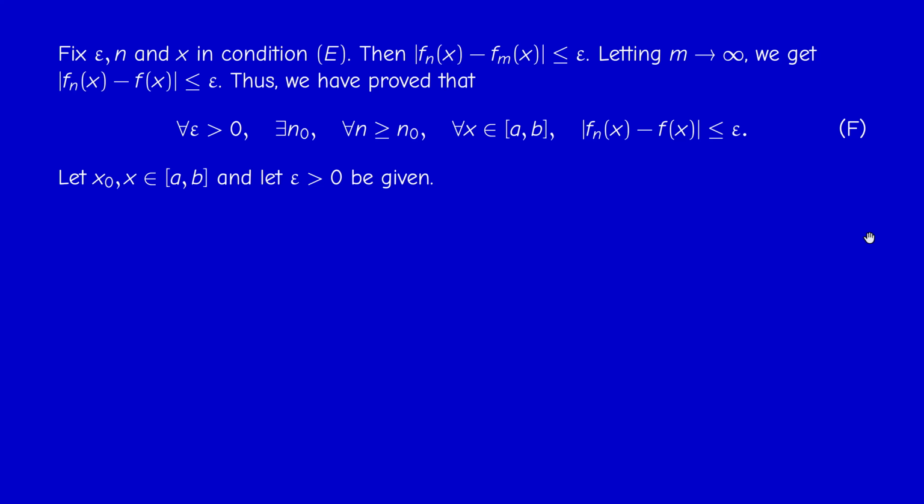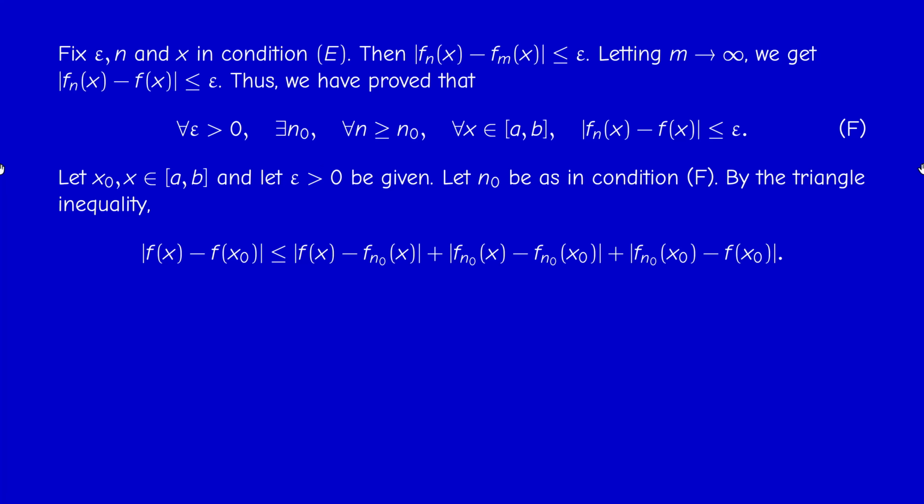Okay, we want to prove that f is continuous at every point x0. So pick x0 in AB and let x be another point, and let epsilon be given. And choose n0 as in this condition, depending on epsilon. We want to prove that f of x minus f of x0 can be made arbitrarily small if x is sufficiently close to x0. So for this, we use a standard argument. We use the triangle inequality. So we add and subtract Fn0 of x and Fn0 of x0. So this is the triangle inequality.